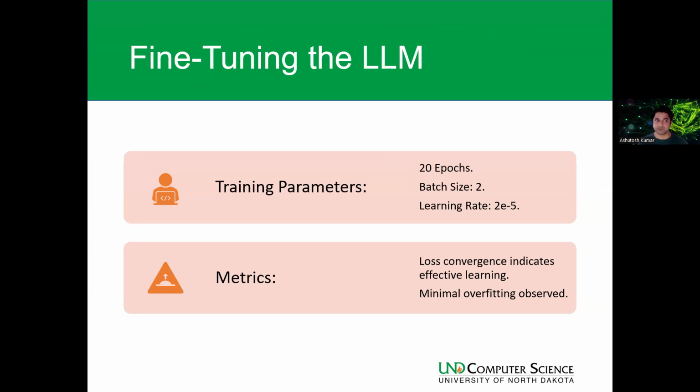Fine-tuning the LLM. So to fine-tune the LLM, certain training parameters and metrics are used. The LLM was fine-tuned using specific training parameters such as small batch sizes and a smaller learning rate. Basically, the smaller batch size and smaller learning rate help to achieve gradual but stable learning. Metrics like training and validation loss were monitored to ensure effective learning without any overfitting in the model.